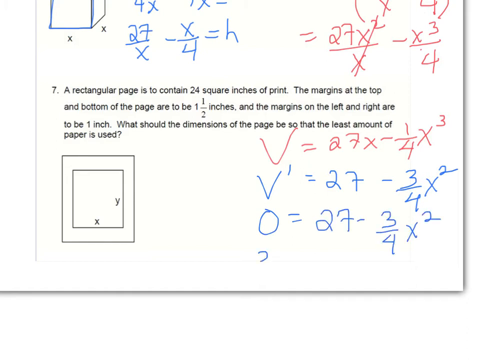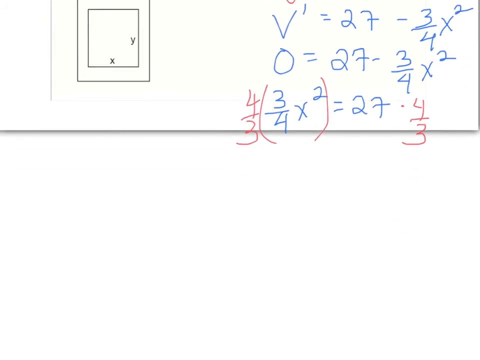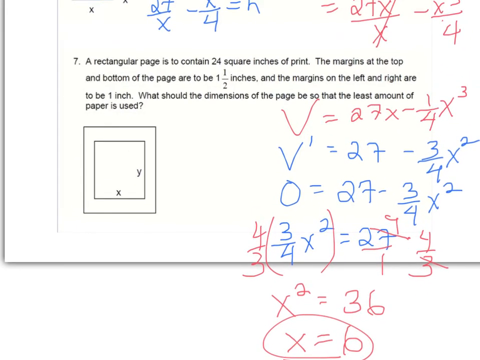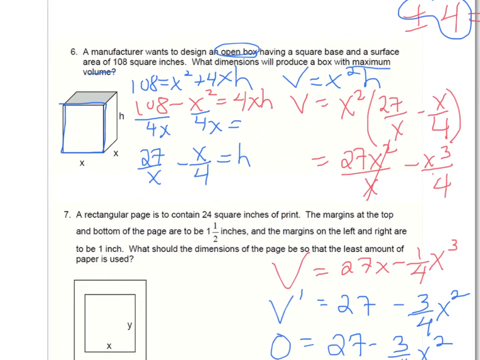I'm going to move the fraction to the left so it's positive. So now to move the coefficient, we'll multiply by 4/3. You can multiply this right-hand side in your calculator. I'm going to reduce this, so we get 36. Square root both sides, and x is 6. I'm going to leave out the -6 because it's a physical box, so it can only be positive.